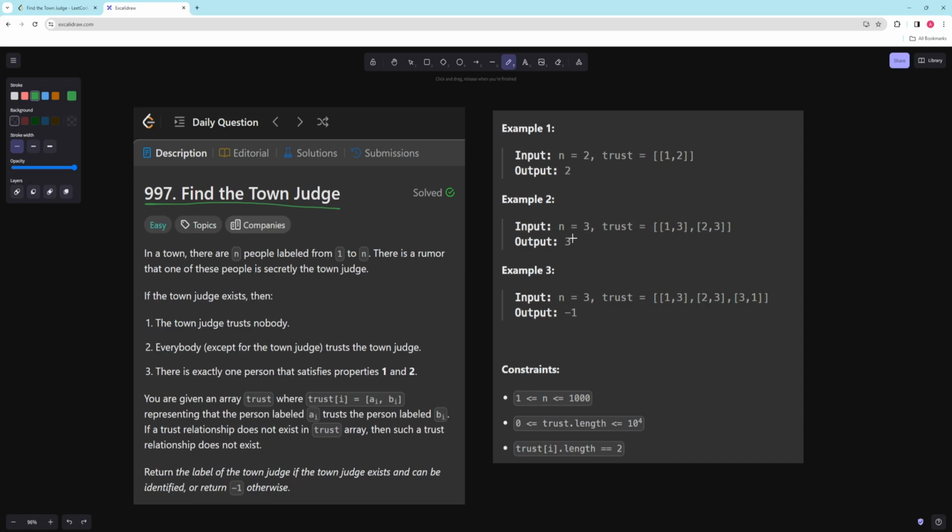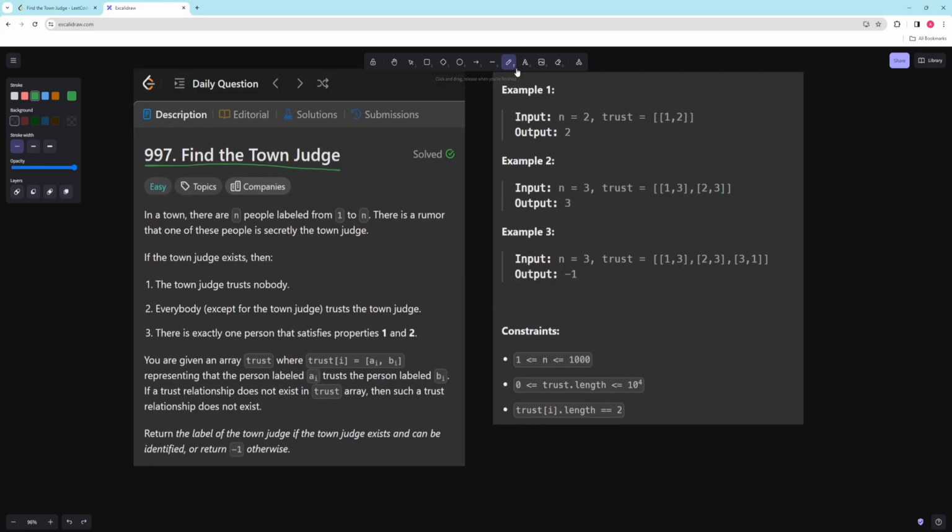In this example, 1 trusts 3 and 2 trusts 3, and 3 doesn't trust anyone, so 3 is the judge. And in this example, 1 trusts 3, 2 trusts 3, and 3 trusts 1. So there is no person who everyone except for that person trusts, and that person doesn't trust anyone, right? You don't have these conditions met, so you just return -1.